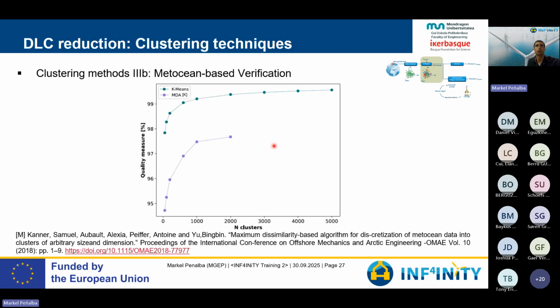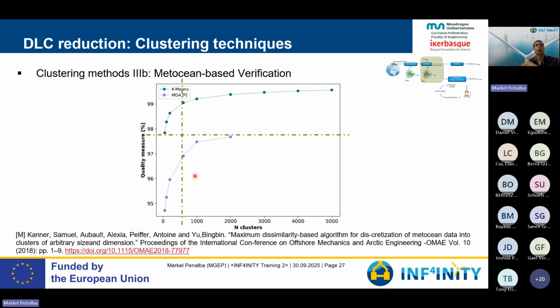However, this is only based on the environmental conditions, and in terms of analyzing these results against some other publications in the literature, for example, the one suggested by Kanner and their colleagues in OMAE 2018, we can compare the same analysis, and we can see k-means is way more efficient, or way more accurate, because with a relatively low number of clusters, we can achieve the same results as obtained with the maximum dissimilarity algorithm for a significantly higher number of clusters, up to 2,000 clusters.